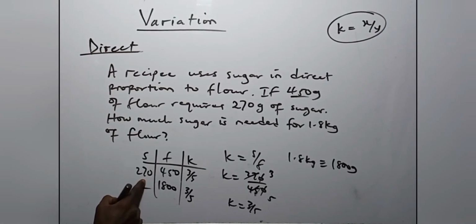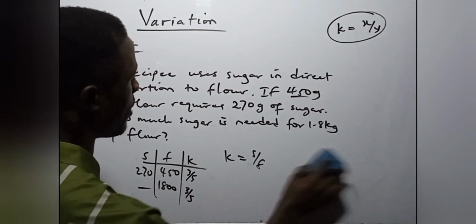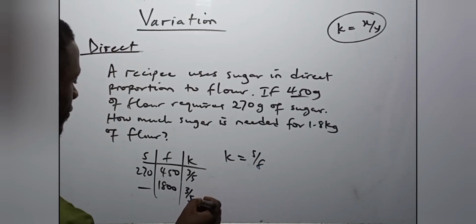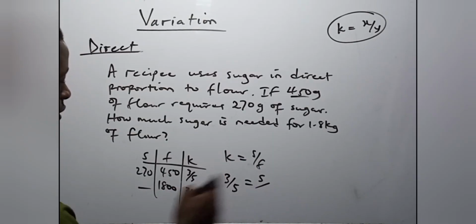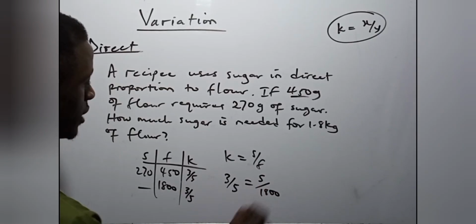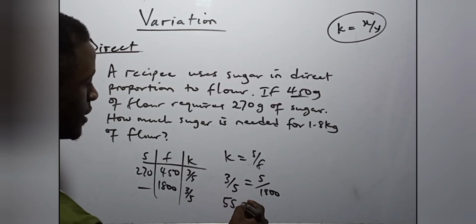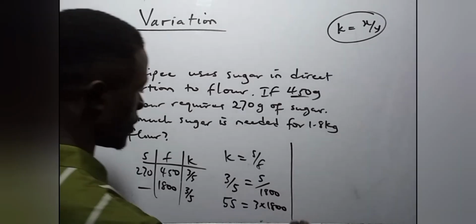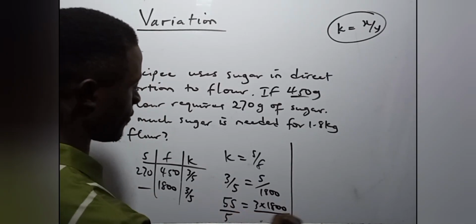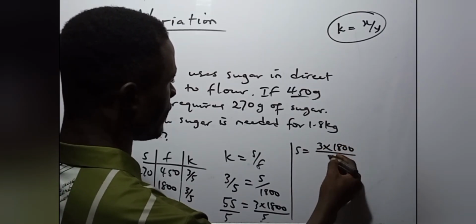So how do we calculate the amount of sugar that will be needed for 1,800 gram? We are still using our relation K is equal to S over F. Since K is 3 over 5, write it. And we don't know S, that's what we are looking for. But the flour is 1,800. So just simply cross multiply. S will multiply 5 to give us 5S is equal to 3 will multiply 1,800. So divide both sides by 5. That will be S is equal to 3 times 1,800 divided by 5.